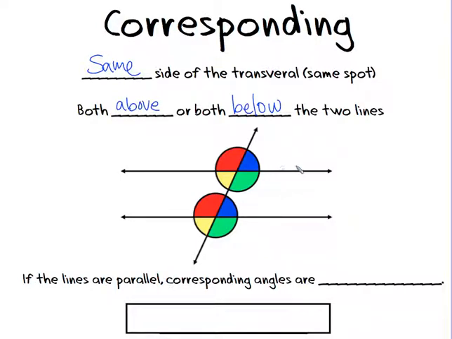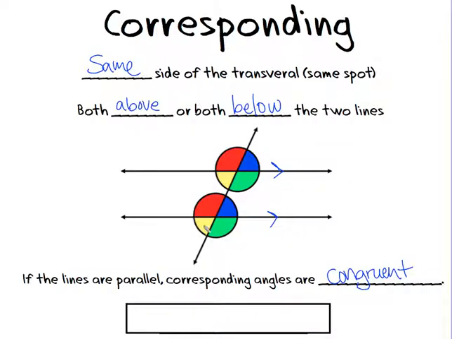So corresponding angles exist whether these lines are parallel or not. But once these lines become parallel, and this is how we mark them parallel, then corresponding angles are congruent. Now, unfortunately, this whole long sentence is its own theorem. The definition of corresponding angles doesn't make them congruent. They're only congruent if the lines are parallel.